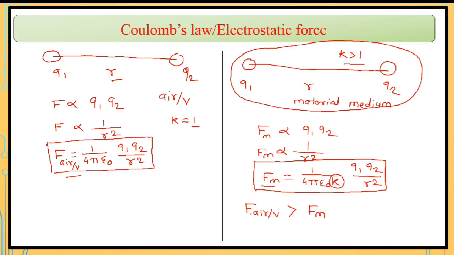In this way we will get the information. Suppose the Q1 charge is 2 Coulomb, the Q2 charge is 3 Coulomb, and the distance between them is 5 centimeter. This Q1 is 2 Coulomb here as well, this Q2 is 3 Coulomb here as well, and the distance between them is also 5 centimeter.